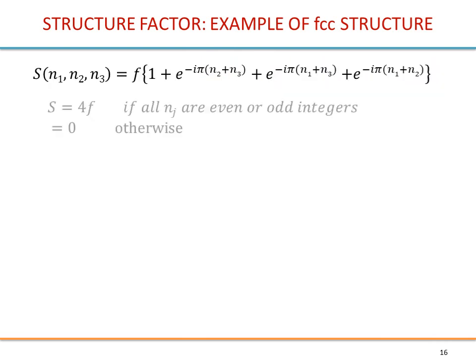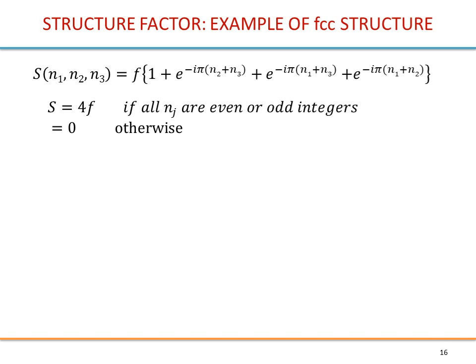So this is again the same function. It turns out that if all nj's are even or odd integers, we get 4f. So all of this becomes 1 4f, and otherwise they cancel each other, we get 0. So at this point we may have a problem, but of course no, because the mathematics are right.